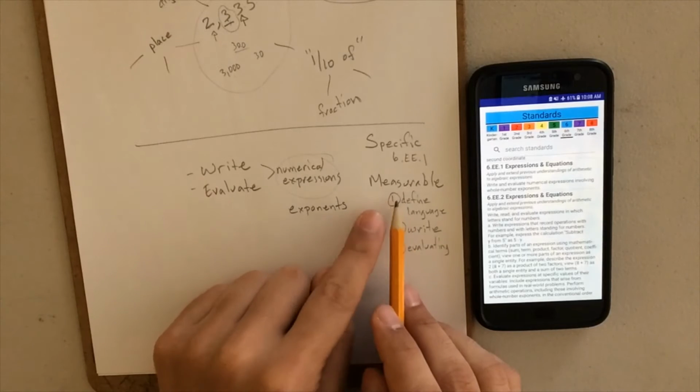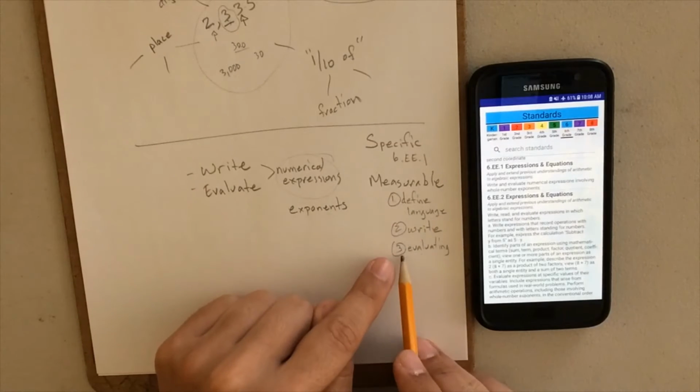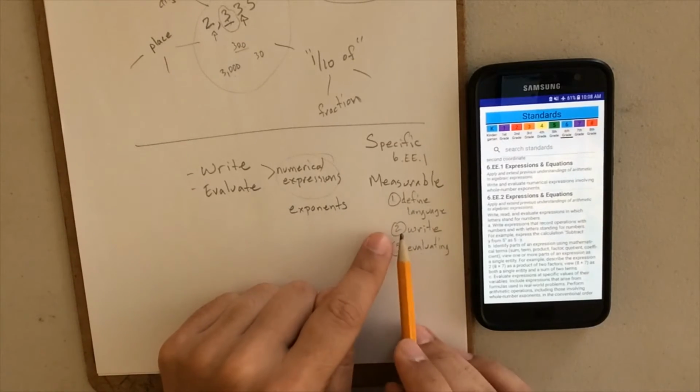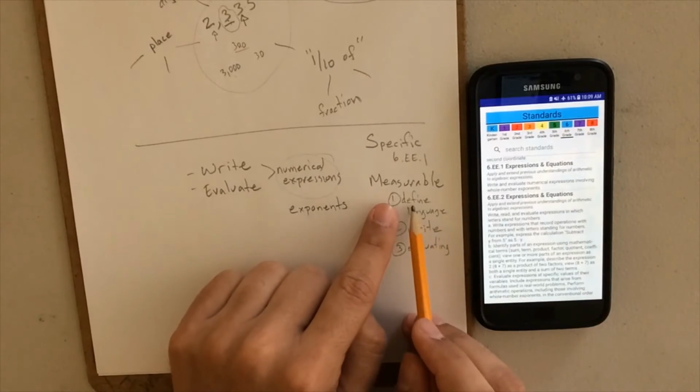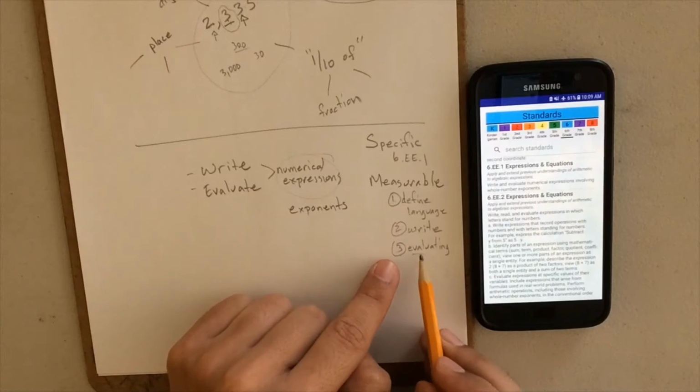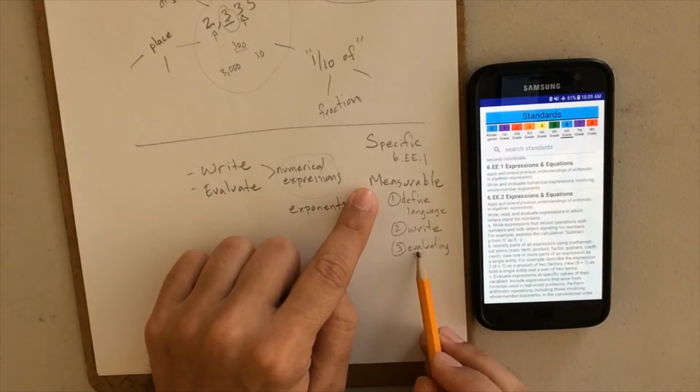So just making a measurable progress chart so that we can keep track of where we are, because we can't just magically evaluate things. We have to really take learning into small bites. That's what makes it measurable.